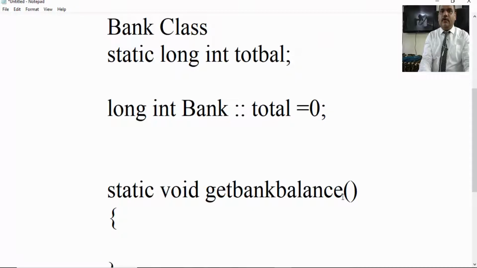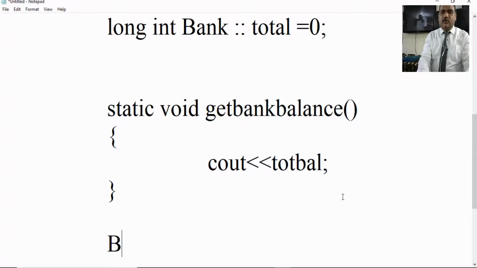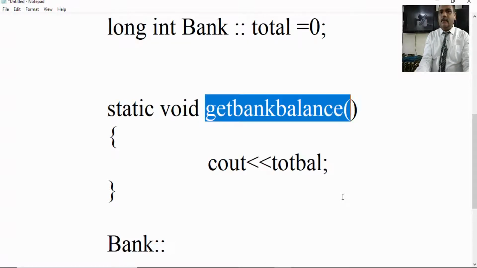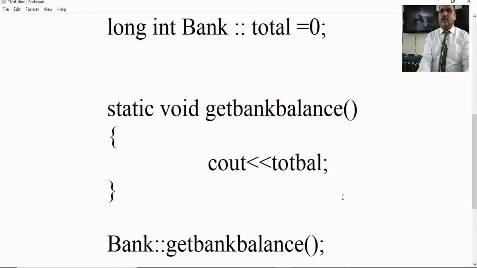In the static member functions, you can process static members as well. While calling static member functions, you call them differently. Non-static member functions are called by object dot function, but a static member function has to be referred to by the class name: bank::, and then the name of the member function. In this manner we can call a static function.